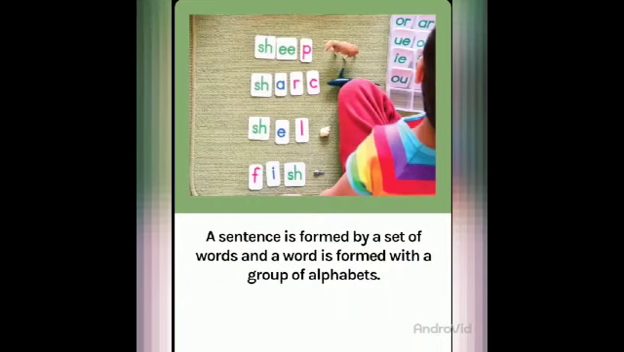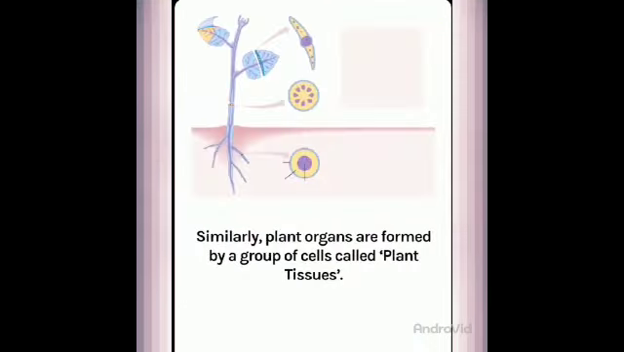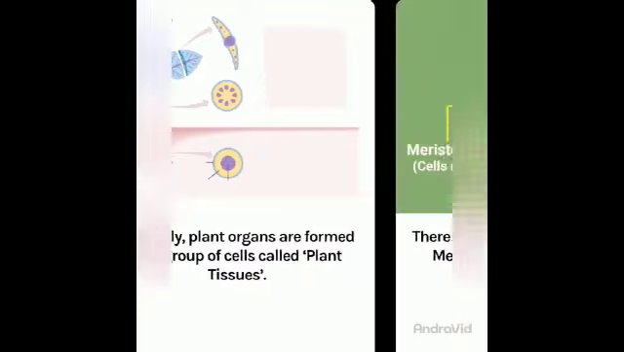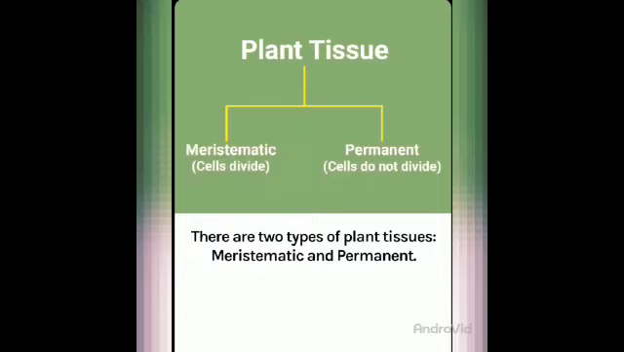In a simple statement, you can understand a sentence is formed by a set of words and a word is formed with a group of alphabets, right? So just imagine lots of alphabets are organized in a word and words are making sentences in the same way. Similarly, plant organs are formed by a group of cells and that group of cells is called plant tissues. Now we can divide plant tissues into two major types. One is the meristematic tissues, second is the permanent tissue.